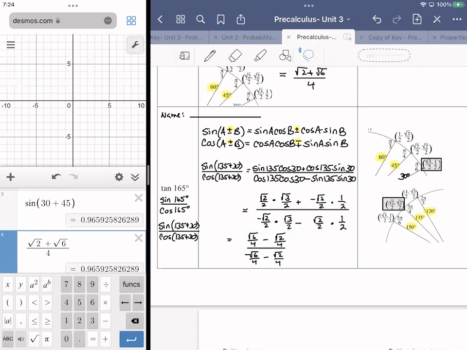And there's a couple of steps you could skip along the way here, but I'm going to show them all anyway. Radical 6 minus radical 2/4, common denominator, over negative radical 6 minus radical 2, also over 4, which would be radical 6 minus radical 2 over negative radical 6 minus radical 2.